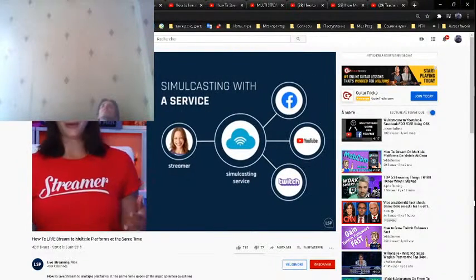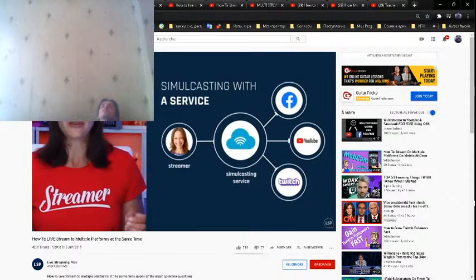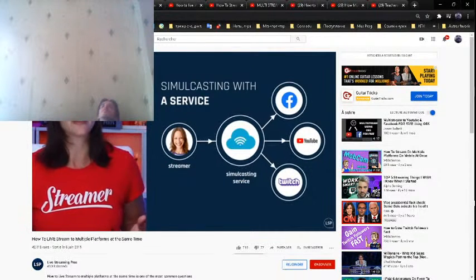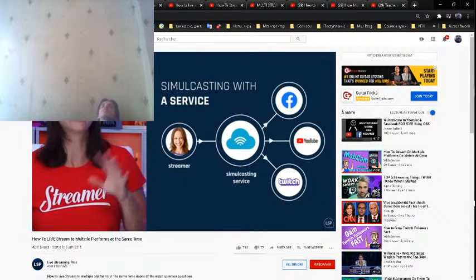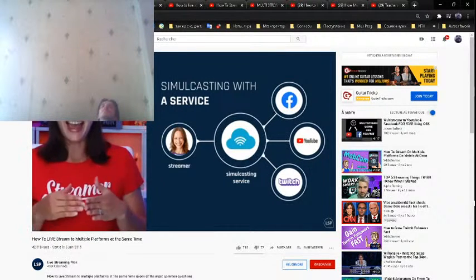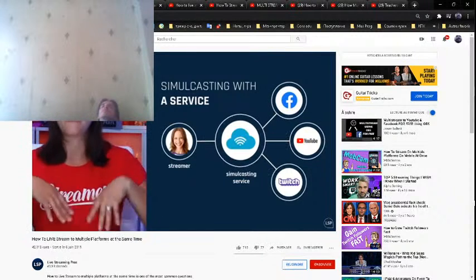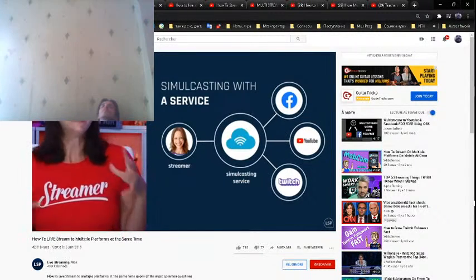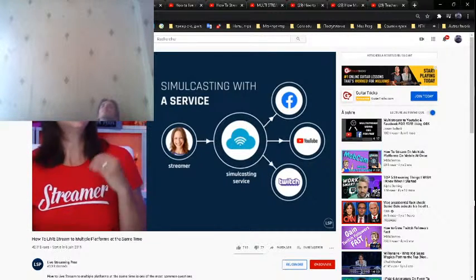This option is great for you if you don't have enough internet speed or if you're using software like Ecamm or some of the others. With a third-party service, essentially what's happening is that you are sending the service one stream, and they then do the simulcasting and send each platform the stream from their end.